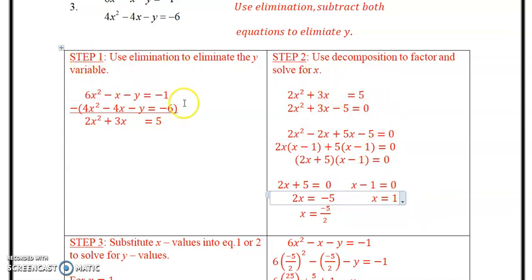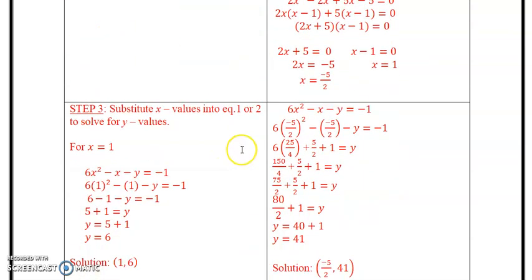This is the elimination. This is the only new part. Step 2 we know how to do. We know how to factor these, right? Decomposition. We factor this many a time. We did it in grade 10, did it in grade 11, and we're doing it again. We did it in chapter 4, like it doesn't go away, right?